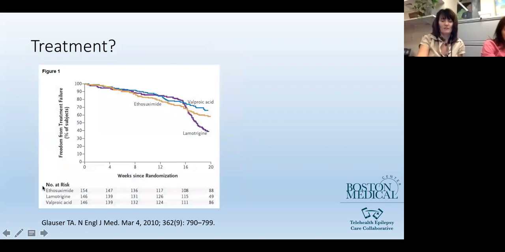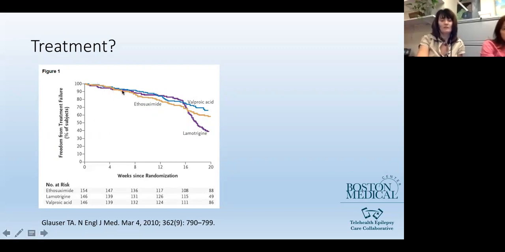So let's talk a little bit about treatment. This is one of the few epilepsy types that we actually have a head-to-head trial comparing 3 different medicines to figure out which one was more efficacious. If you want to read more, you can go to New England Journal of Medicine from 2010. In this study, they took children who had childhood absence epilepsy, and they compared ethosuximide to valproic acid to lamotrigine, and they wanted to figure out which one controlled seizures the best.